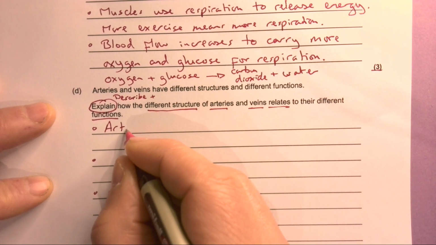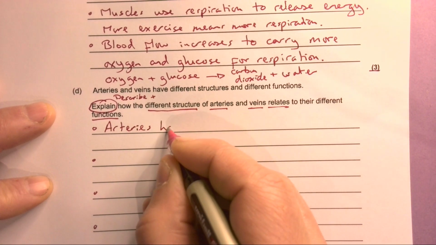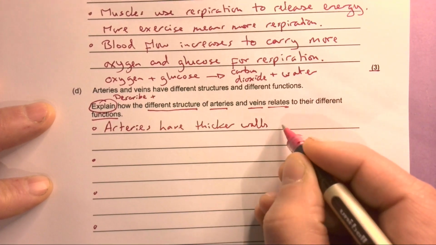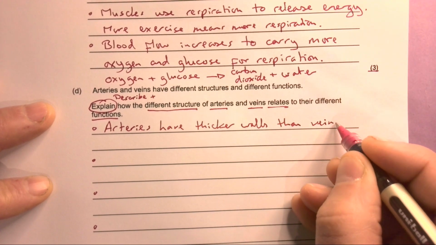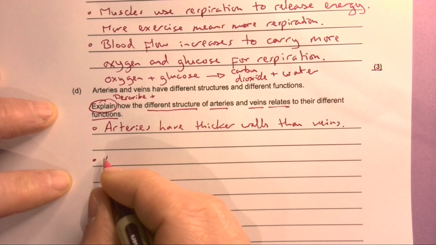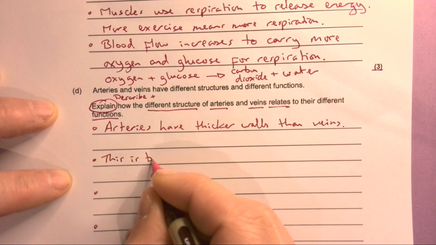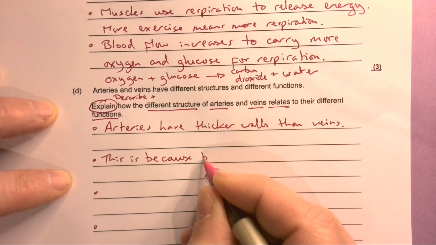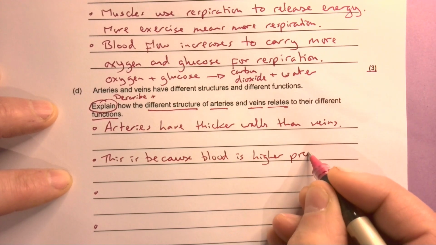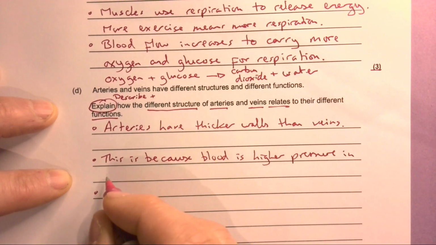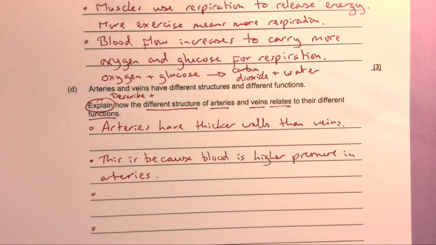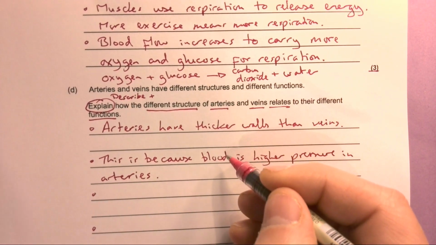So arteries have thicker walls than veins. Okay, well, why is that important? This is because blood is higher pressure in arteries. Okay, so my describe part, then I've said why that's important.